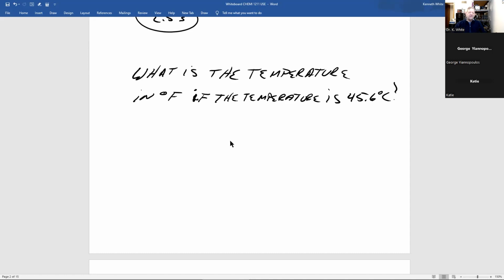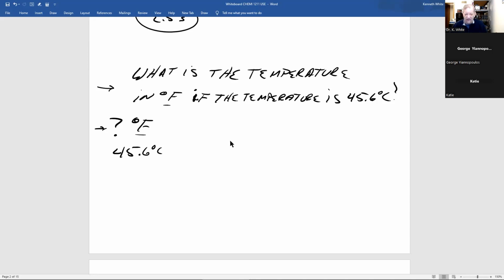So, if you had to do this on a test, what's the temperature in degrees Fahrenheit if the temperature is 45.6 degrees Celsius? So we're trying to find degrees F. Remember I taught you yesterday, when you have a word problem, relax. You'll learn how to do word problems. I'll practice with you. This is a word problem. What are you being asked to find? I like to put a question mark, and what are we being asked to find? Degrees F. And I put down what we are given.